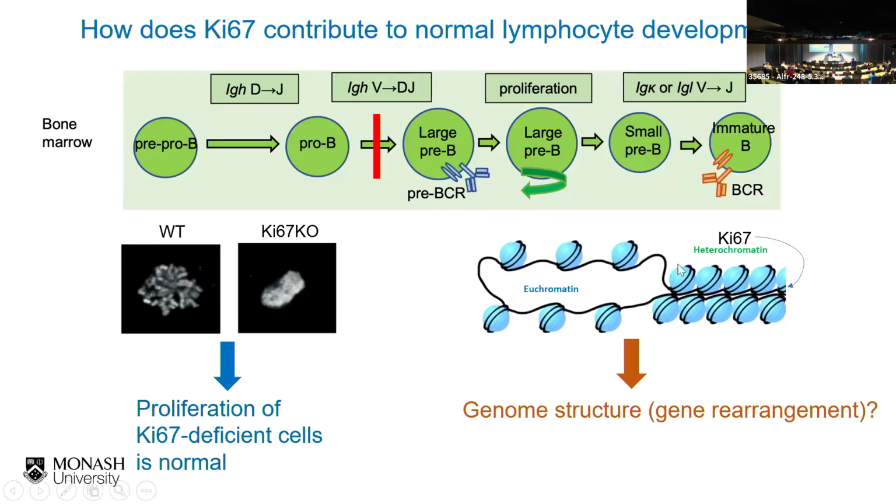Again, I have told you that a group found that Ki67 is important for maintaining heterochromatin structure. So we think maybe the genome structure in those Ki67 deficient mice might have some defects that could subsequently cause a defect in their gene rearrangement, and that might have an impact on our B cell development.